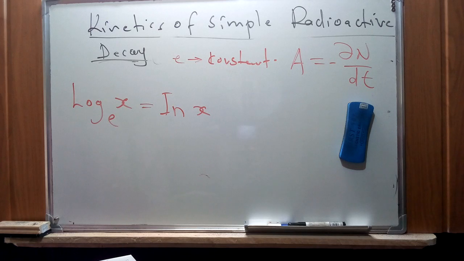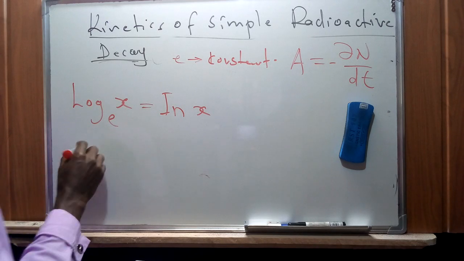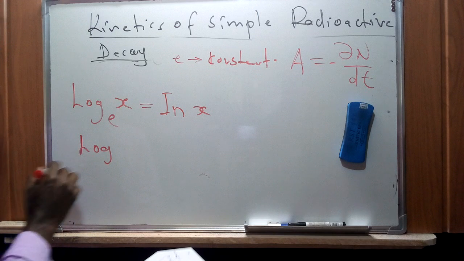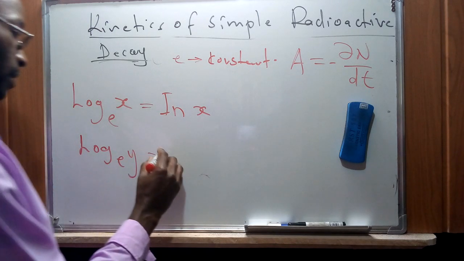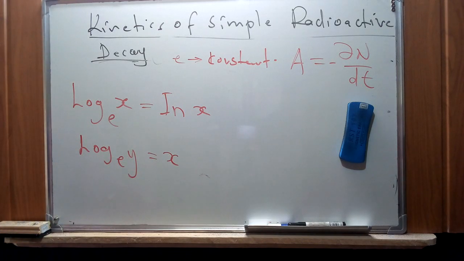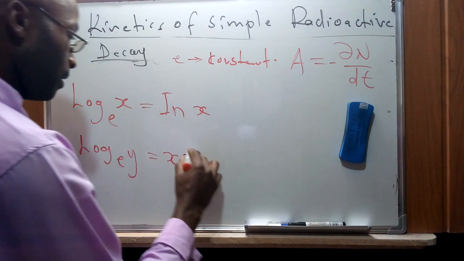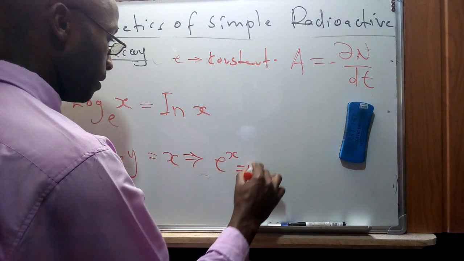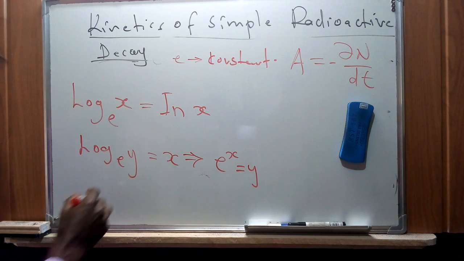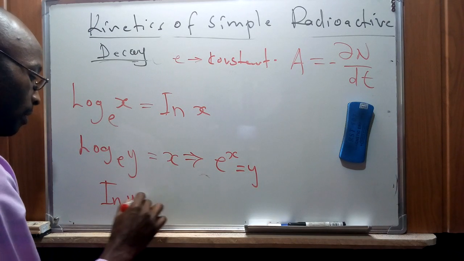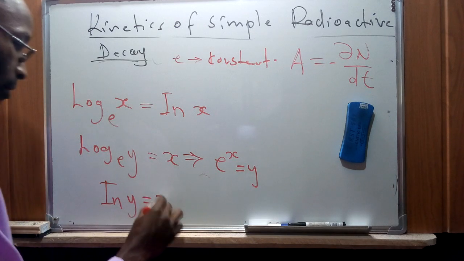So in this case, if I just rewrite this, I can say the log to base e of y, function y, can be written as x, and this is implying e raised to power x is equal to y. Now looking at the relationship between these two equations, therefore we can say that the natural log of y is equal to x.